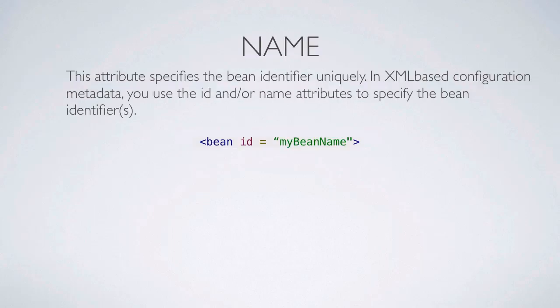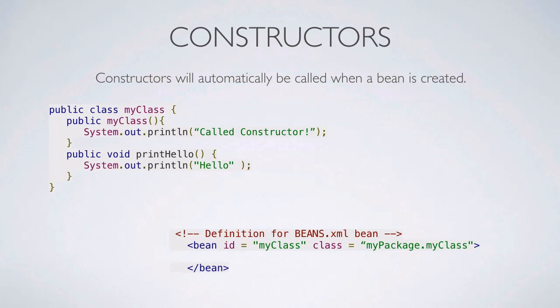Then we also have the name. The attribute specifies the bean identifier uniquely. In XML-based configuration metadata, you use the id and/or name attributes to specify the bean identifiers. Okay, and so those are the two attributes that we've already gone over. So now let's take a look at the next attribute. All right, there we go, constructors.